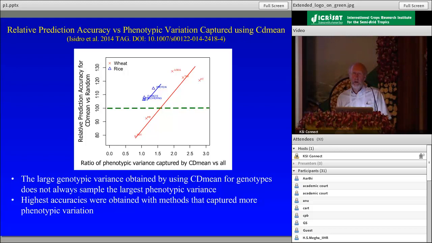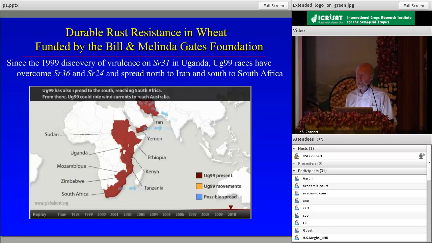So the last project that I want to tell you about was funded by the Bill and Melinda Gates Foundation. Jessica Rutkowski carried out the research to use genomic selection to select for adult plant resistance to the Ug99 stem rust. This is a particularly virulent strain of stem rust, and it's overcome several genes in just a few years and spread from Uganda all the way up into Iran and down to South Africa.